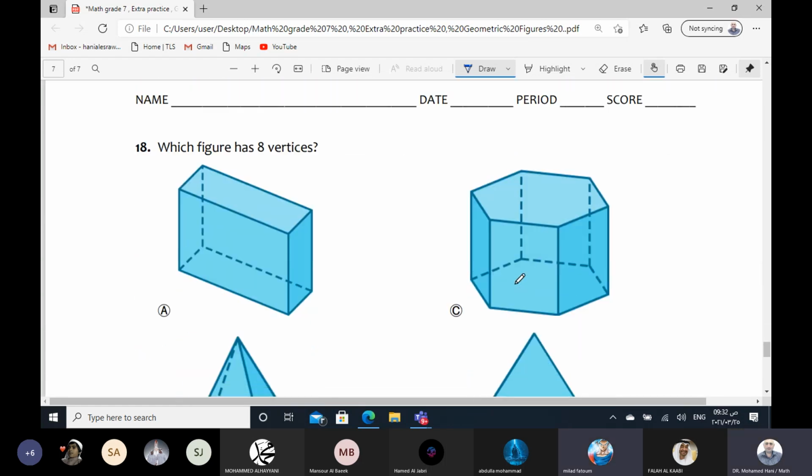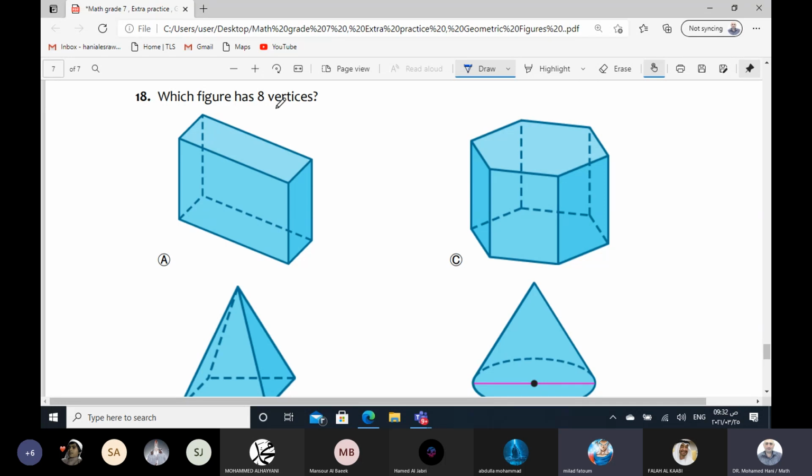Right. Which figure has 8 vertices? A. Great. 1, 2, 3, 4, 5, 6, 7, 8.